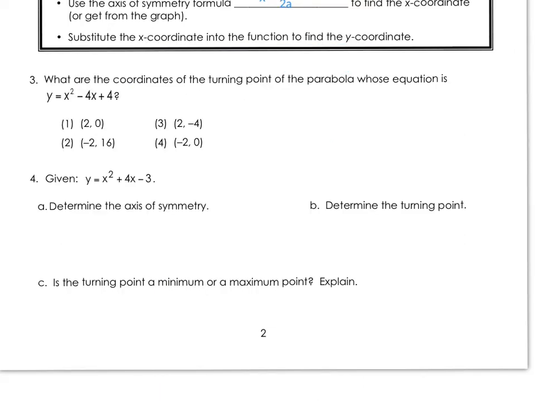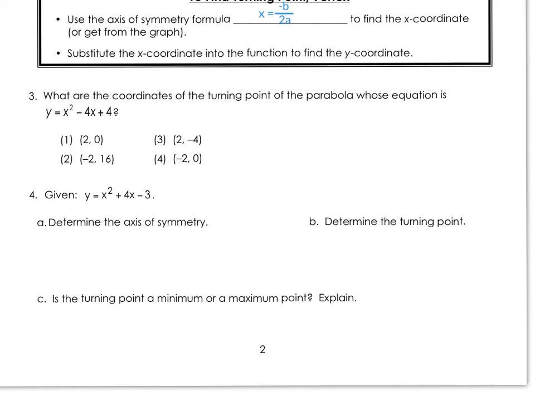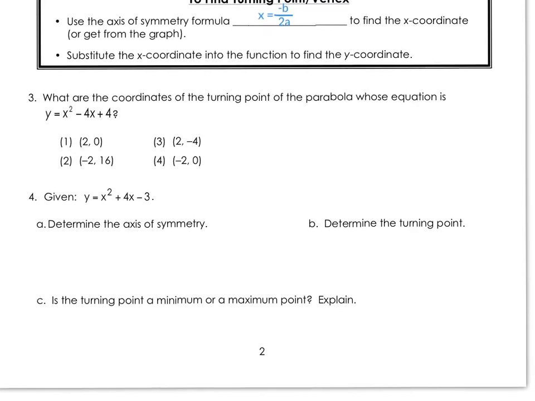Let's look at this number 3 together. It wants to know what are the coordinates of the turning point of the parabola whose equation is y equals x squared minus 4x plus 4. So just to practice, we're going to solve this algebraically. So I'm going to start by identifying the a, b, and c value. A is 1, B is negative 4, and C is 4.